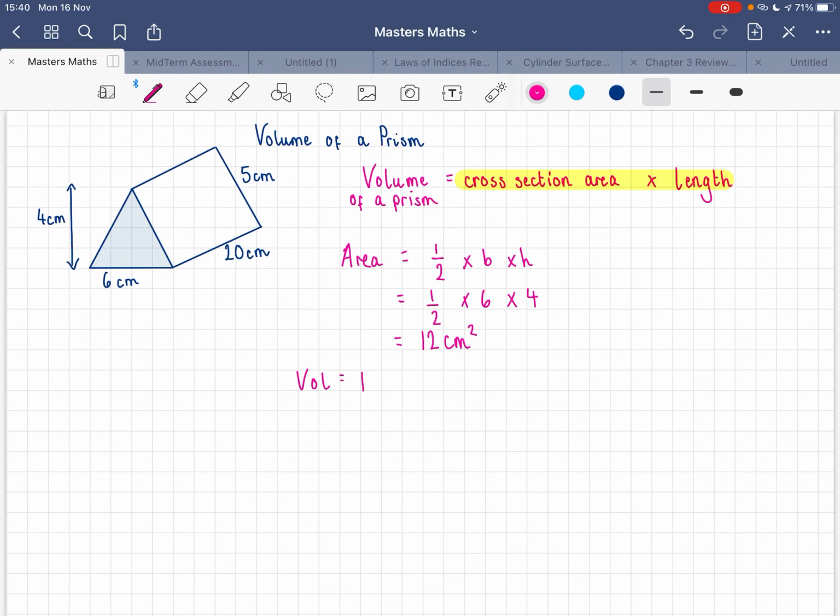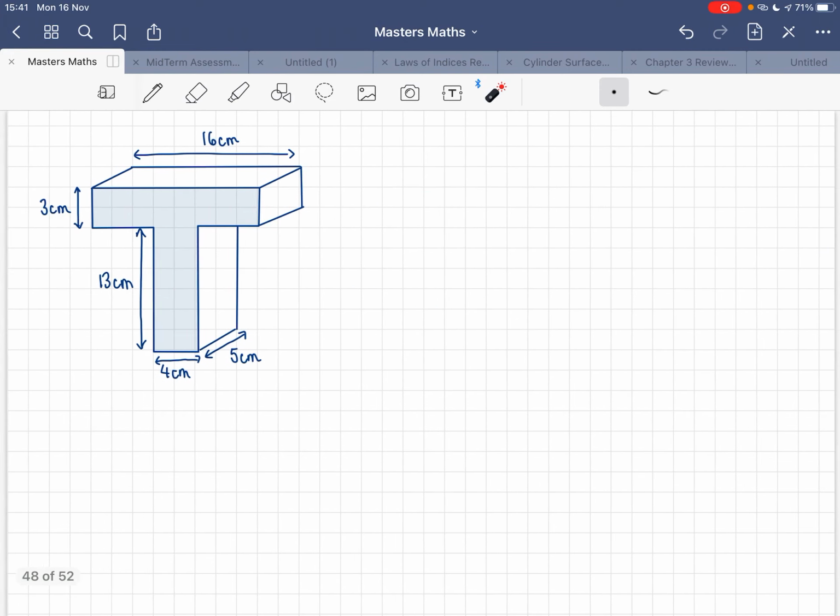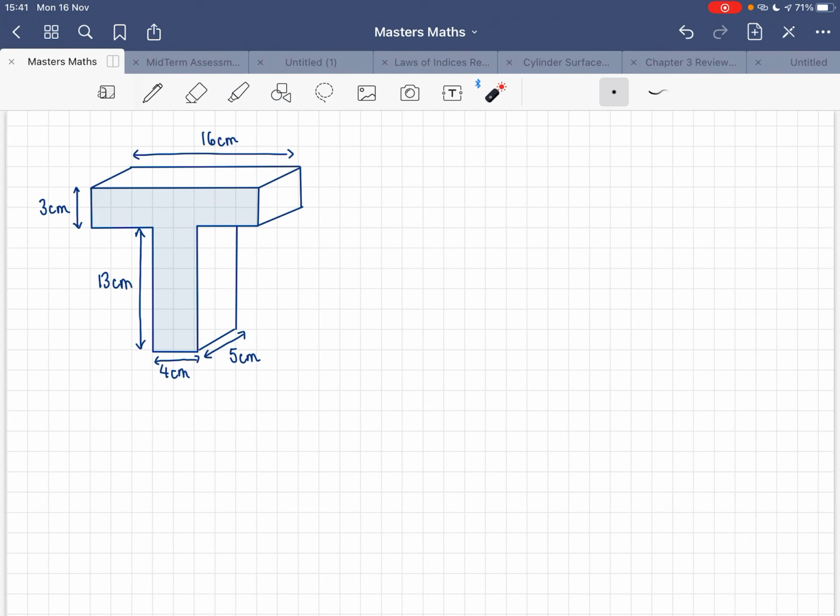To find the volume, we need to take that area and multiply it by the length, which is 20. So that gives us 240 centimetres cubed is our answer, is our volume. And it's as simple as that, okay? So you should know how to find all of the basic areas for the cross-sectional areas. And then as long as you can do that and then multiply it by the length, you will get the volume, okay? Right, let's keep going.